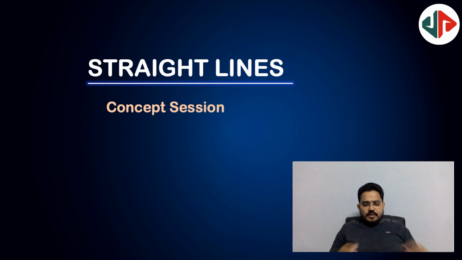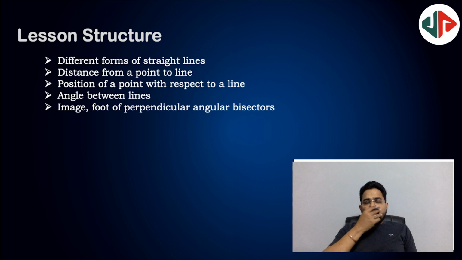In today's session, we will be discussing straight lines. This session is a completely conceptual review. What are the things we are going to learn in today's class? Different forms of straight lines, distance of a line from a point, position of a point with respect to the line, angle between lines, image, foot of the perpendicular, and angular bisector. So let us get into the chapter straight away.